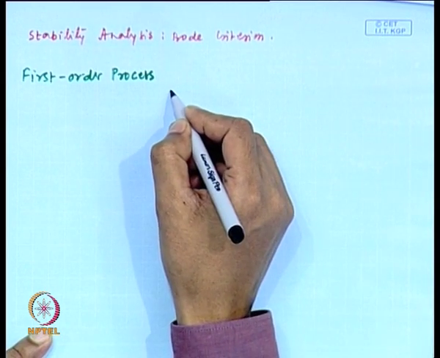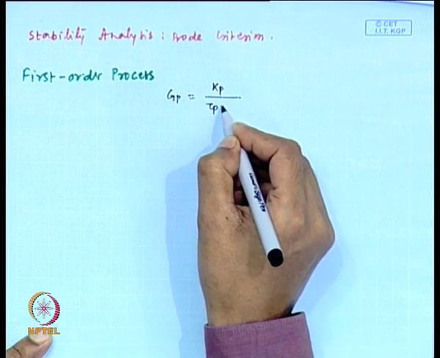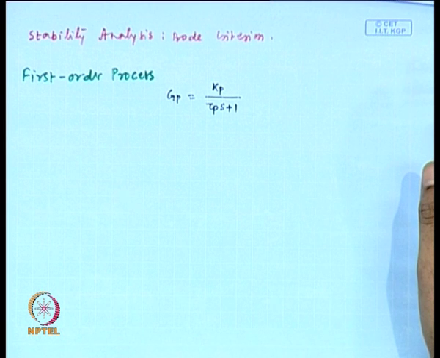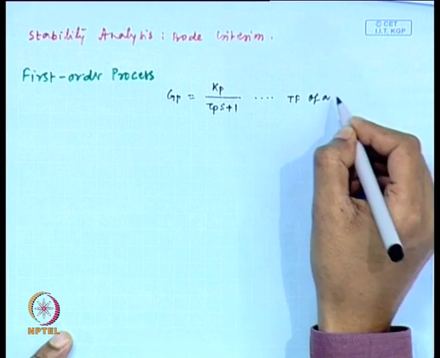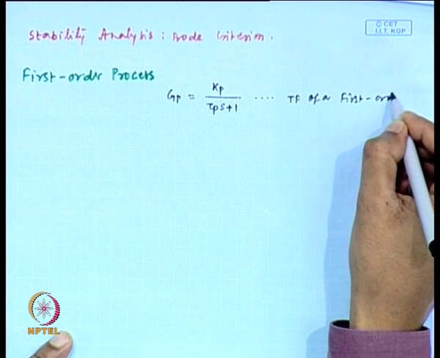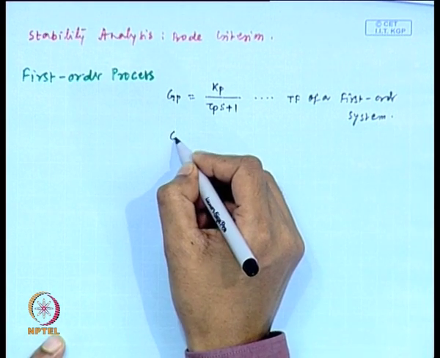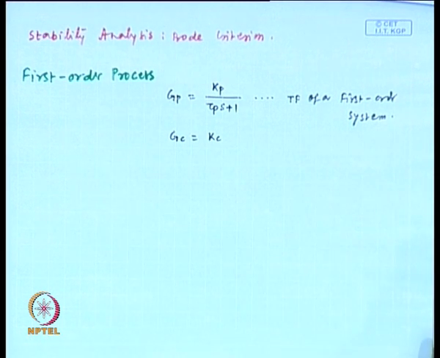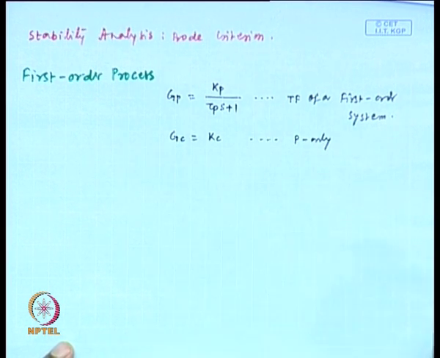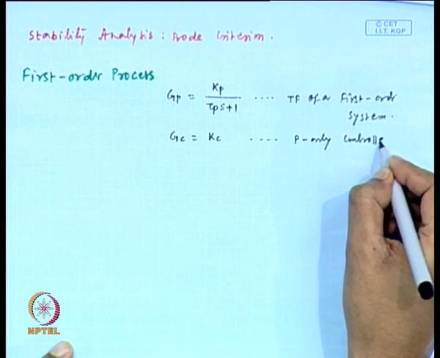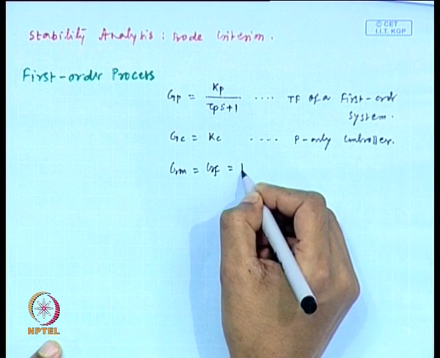For a first order process, we can consider the transfer function as Kp divided by tau P s plus 1. This is the transfer function of a first order system. We consider P only controller, so Gc equals Kc. This is the transfer function of P only controller. For simplicity, we consider Gm and Gf both equal to 1.